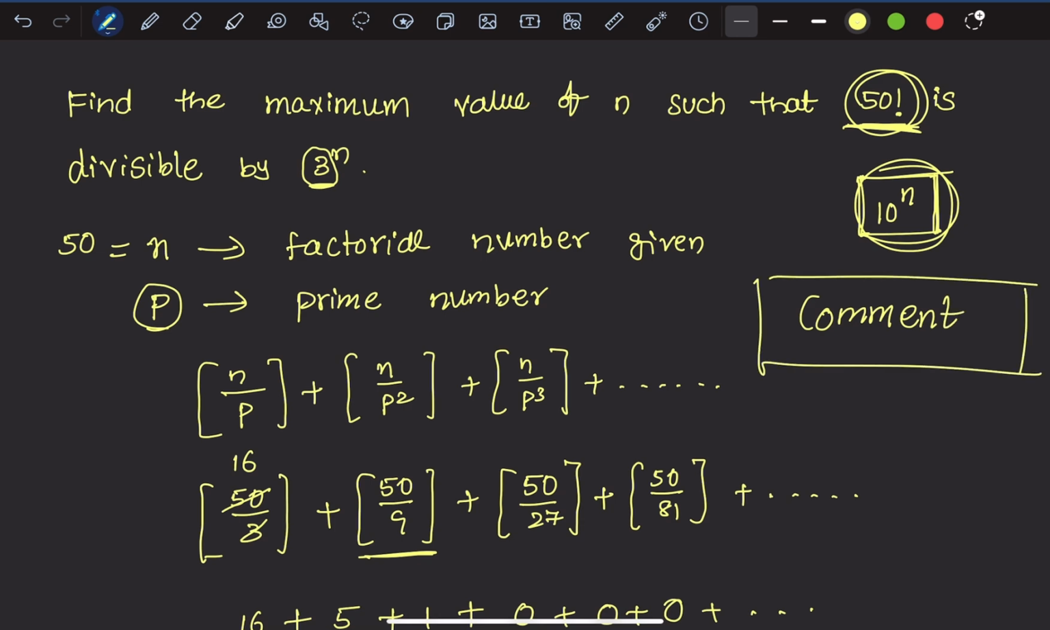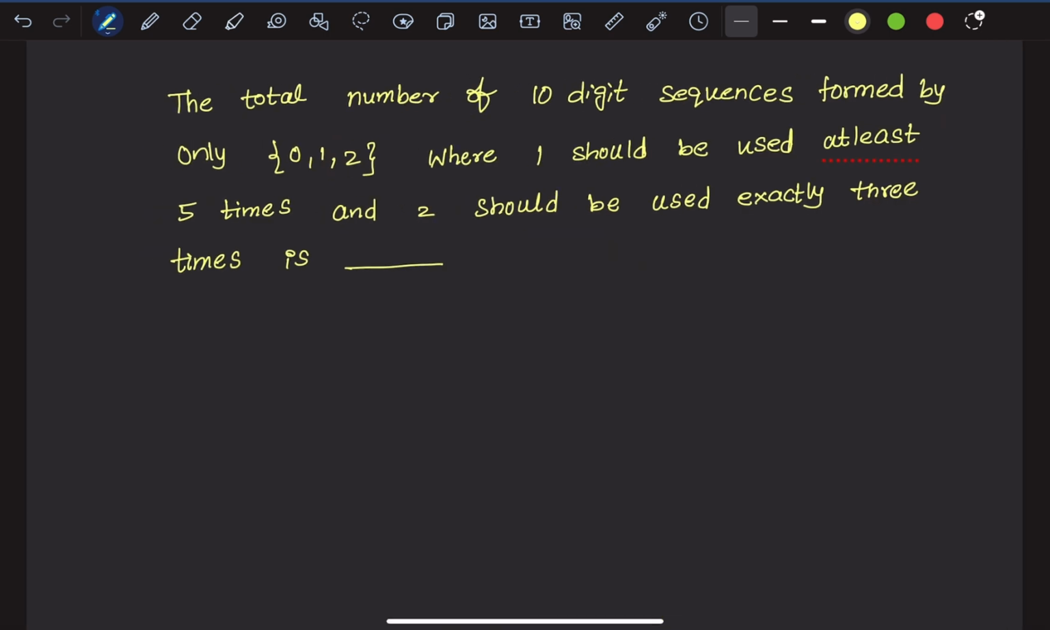What will be the maximum value of n such that 50 factorial is divisible by 10 to the power n is the question. So comment your answer. So let us move to the next question.